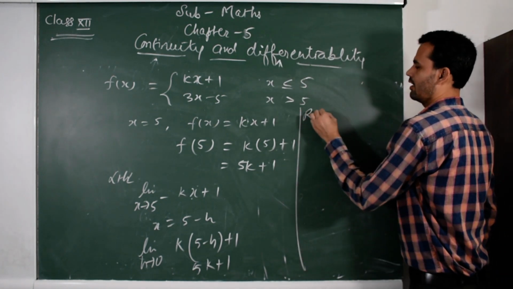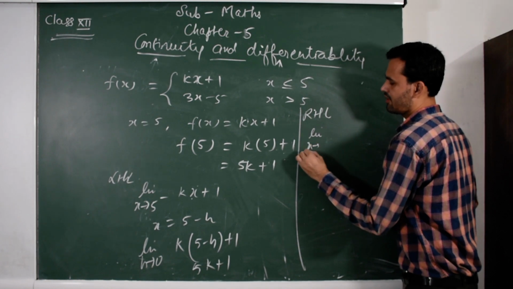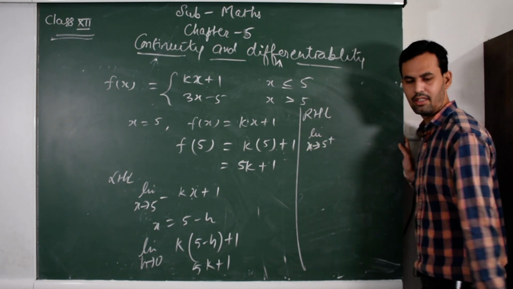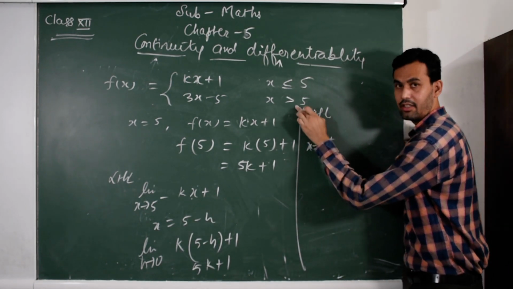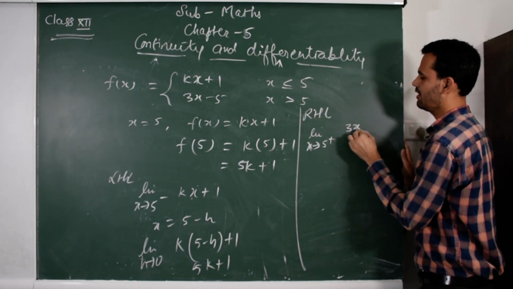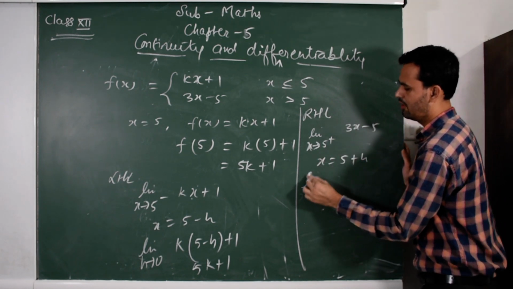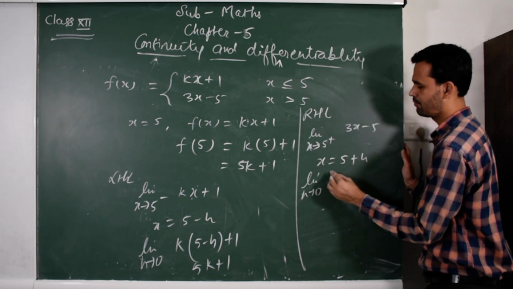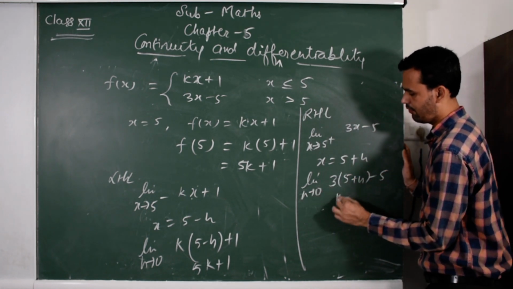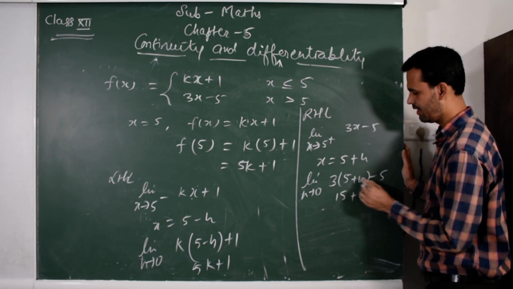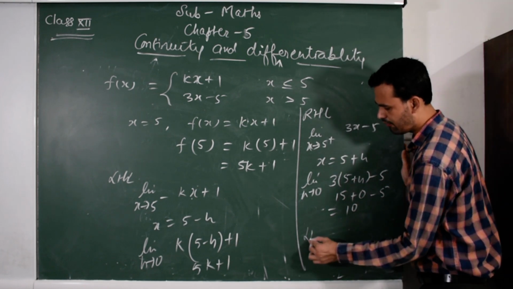Similarly, RHL. Limit x tends to 5 plus. So greater than 5, we have 3x minus 5 and x equals 5 plus h. So, limit h tends to 0, 3 into (5 plus h) minus 5. 5 3s are 15 plus 0 minus 5. So, value is 10. Here the function is continuous.